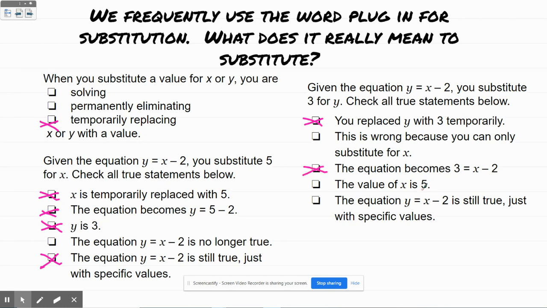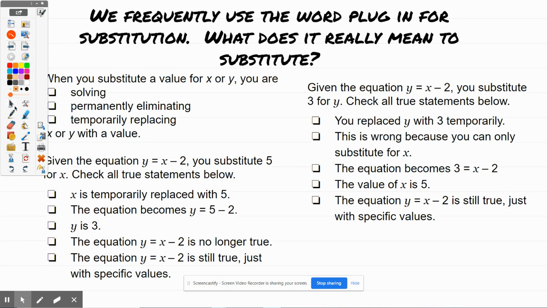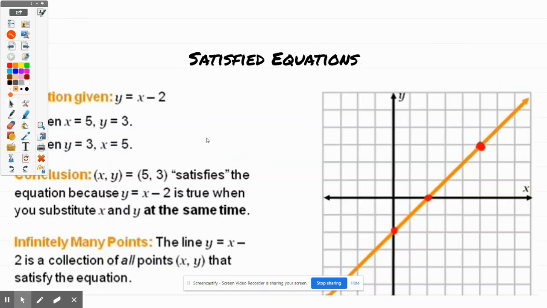And does x equal 5? Well, if you get x by itself, you would add 2 to both sides, and sure enough, it does equal 5. It is still true, just with specific values. So when we're plugging things in, remember, that's just a common way of saying substitute.